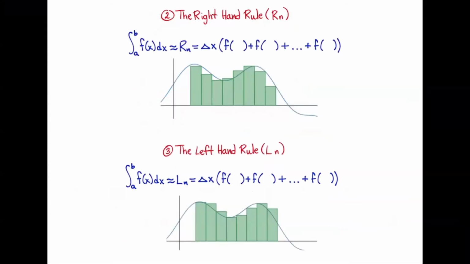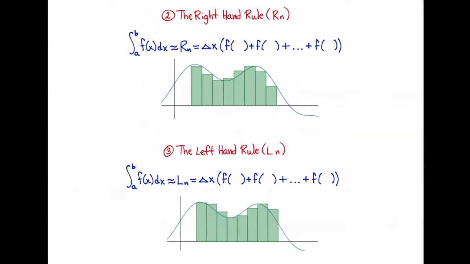Other common rules that we will use, the right-hand rule. The right-hand rule just means that we are going to use the right endpoint of the subinterval as the height of our rectangle. So looking at the right endpoint of our first rectangle, that would be x sub 1. The right endpoint of the second interval would be x sub 2, and the right endpoint of our very last interval, that would be x sub n. So to find the approximation using our right-hand rule, we would have delta x times f of x sub 1 plus f of x sub 2 plus dot, dot, dot, and then ending with the right endpoint f of x sub n.